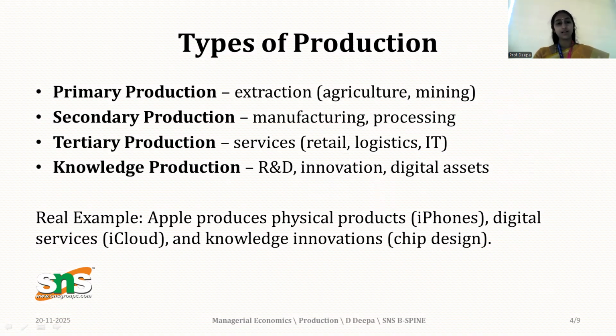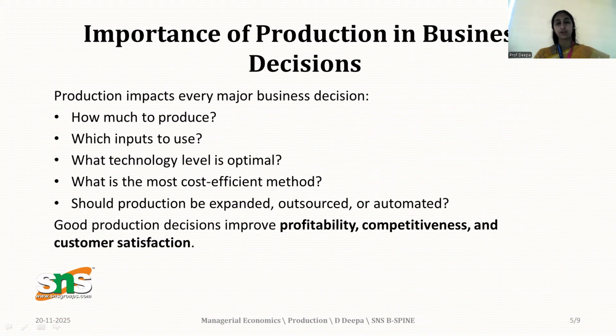A real example is also given over here: Apple produces physical products, also provides digital services, and knowledge innovations are also available. So you can see in one single product, so many different productions are available. It includes primary, secondary, tertiary, and knowledge. So any one product includes different levels of production.